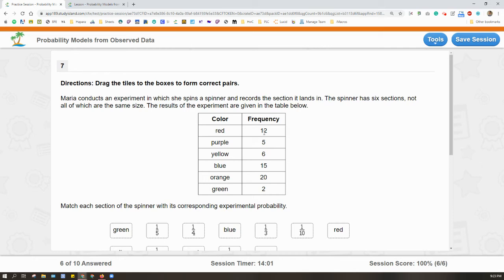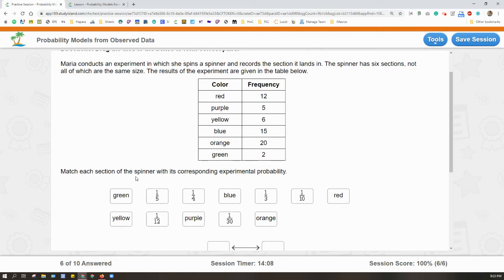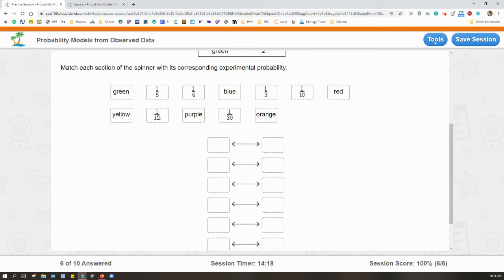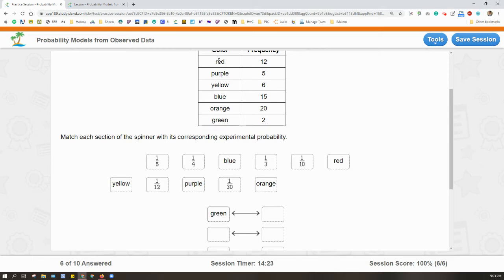The results of the experiment are given in the table below. So Maria got red 12 times, she got purple 5 times, she got yellow 6 times, etc. Match each section of the spinner with its corresponding experimental probability. So we're going to have to calculate the probability for each of the sections. We have green, blue, red, yellow, purple, orange. I'm just going to throw them all right in, and I'll put them in the same order we have up there.